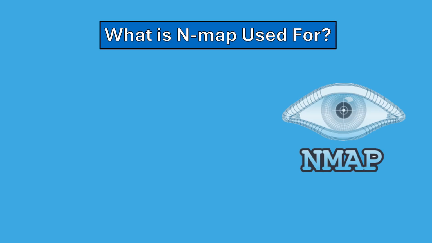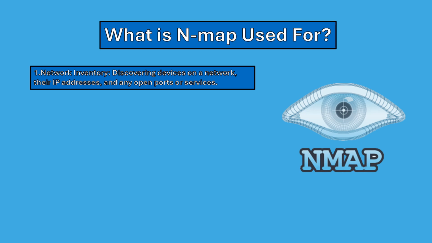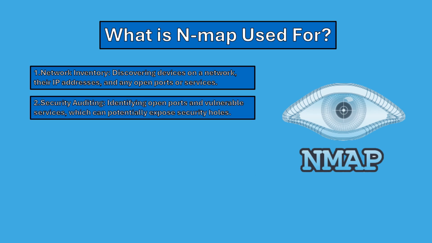So what is NMAP used for? NMAP is used for network inventory by discovering devices on a network, their IP addresses, and any open ports or services they might be running. NMAP can be used for security auditing by identifying open ports and vulnerable services which can potentially expose security holes.